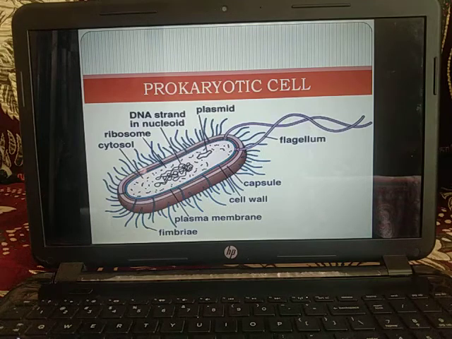Pili or fimbriae also occur. They take part in the attachment. For example, we have Neisseria gonorrhoeae, and conjugation in case of E. coli, or Escherichia coli. Then photosynthetic thylakoids: blue-green algae and some bacteria are photoautotrophic.